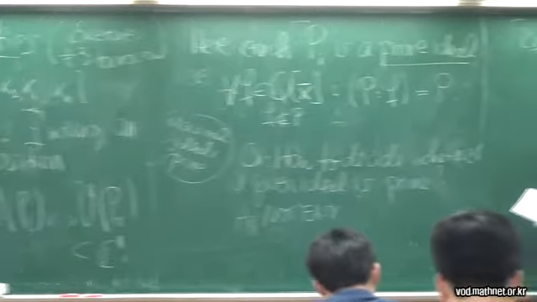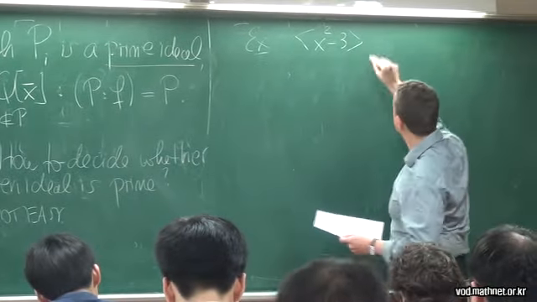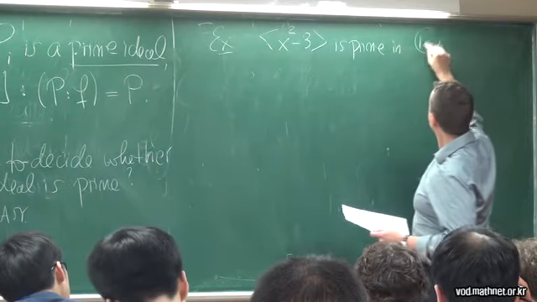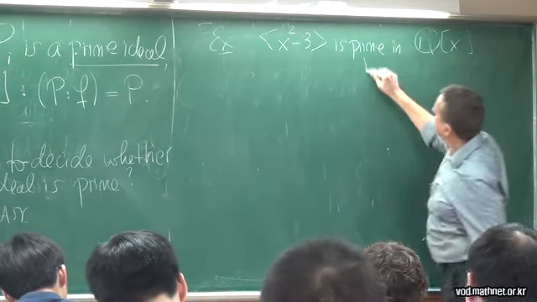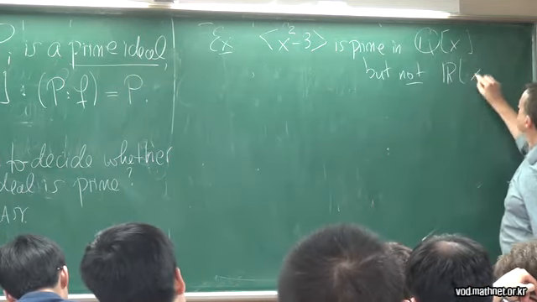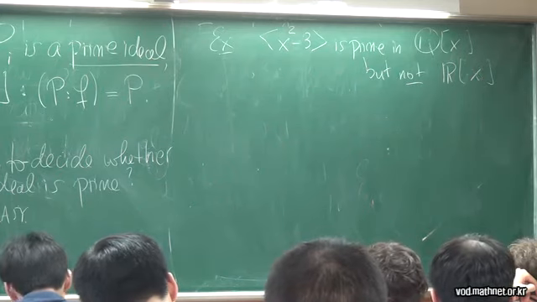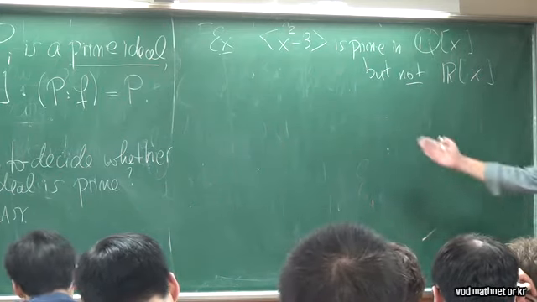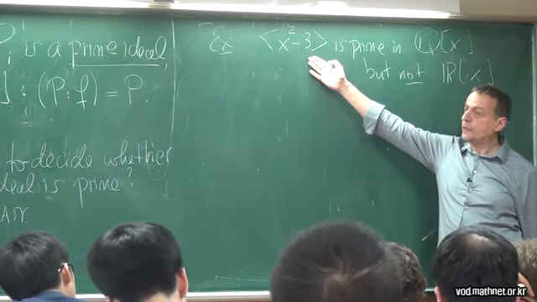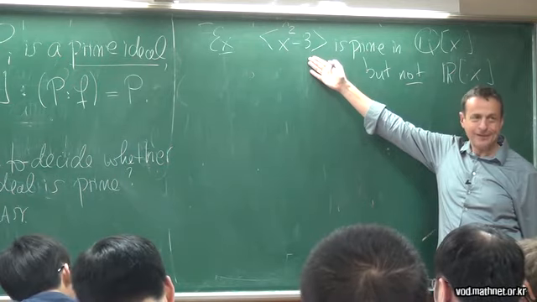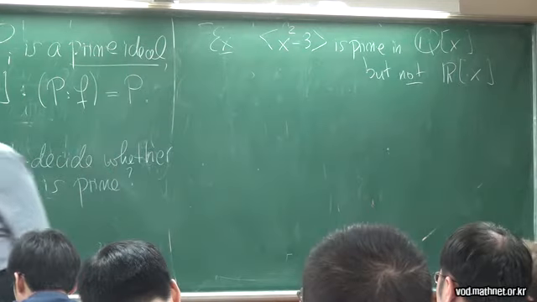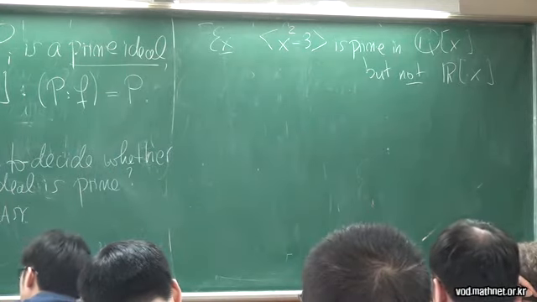So for example, in one variable, x squared minus 3 is a prime ideal in a polynomial ring in one variable over the rationals. But if we make the field a little larger, it's not a prime ideal. Right? So if we replace the field of rational numbers with the field of real numbers, this ideal I is not prime, because if we take f to be x plus the square root of 3, then that f is a witness for non-primality. Okay? So it depends on the coefficient field.